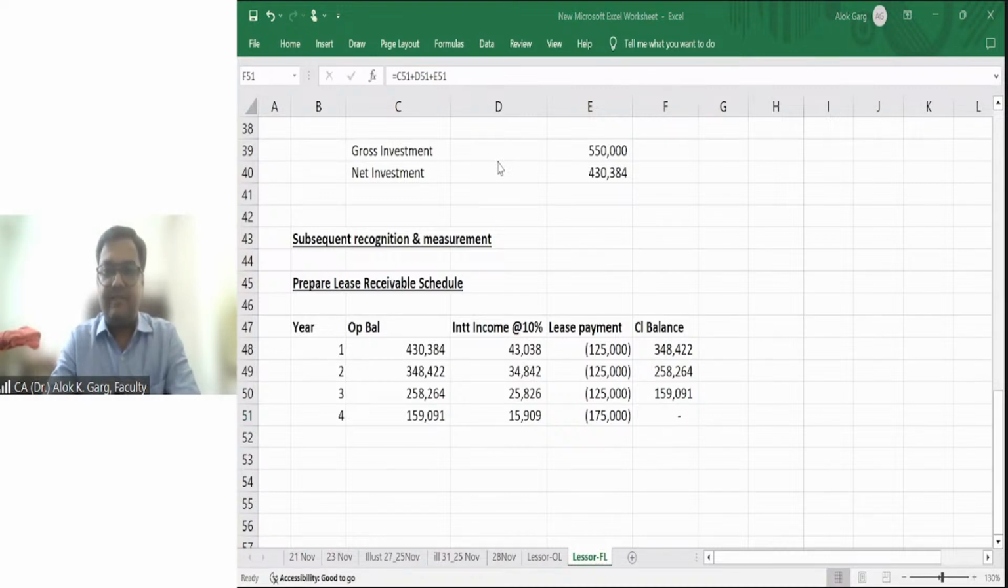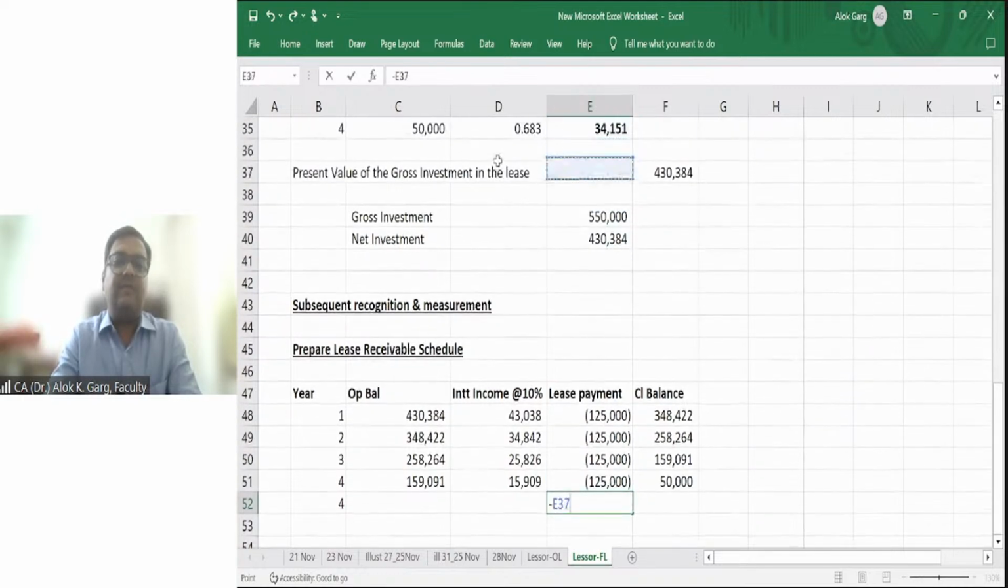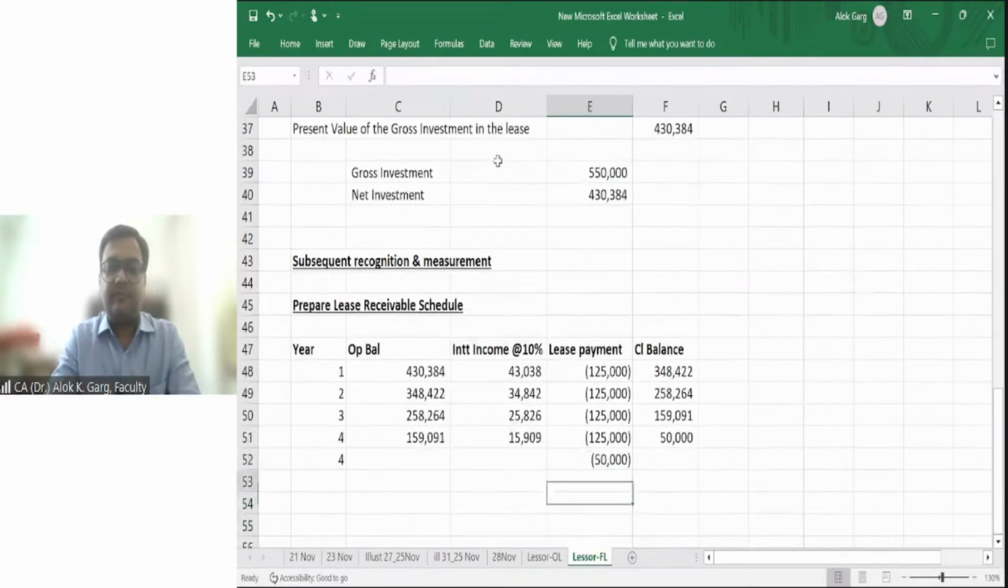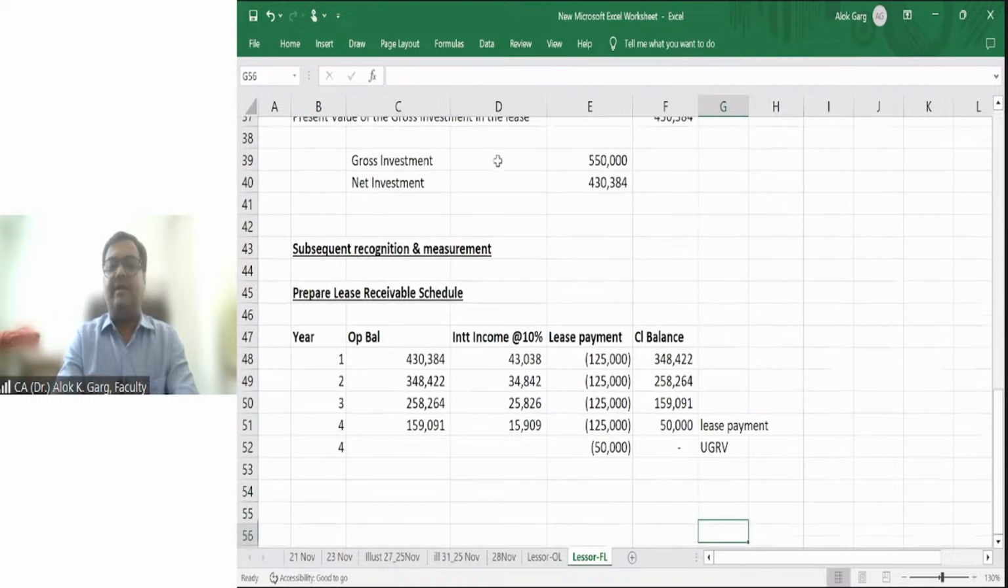Is that clear, friends? Or if you want to split this, let me show you in this way. At the end of fourth year, there is another payment also, which is 50,000. At the same time, there is a 50,000 also. This is lease installment, and this is unguaranteed residual value, or I can say, lease payment and unguaranteed residual value, right?